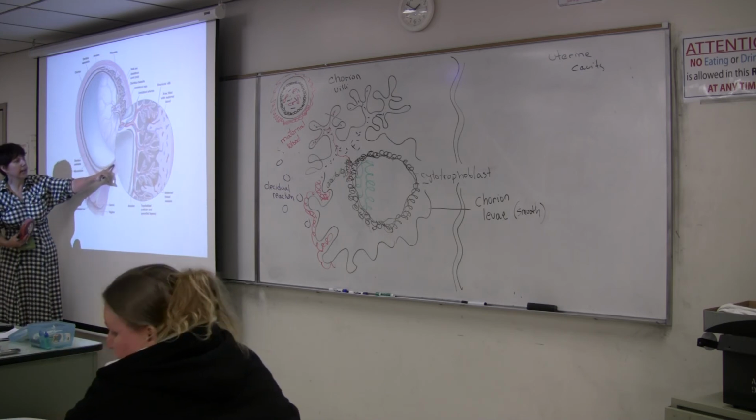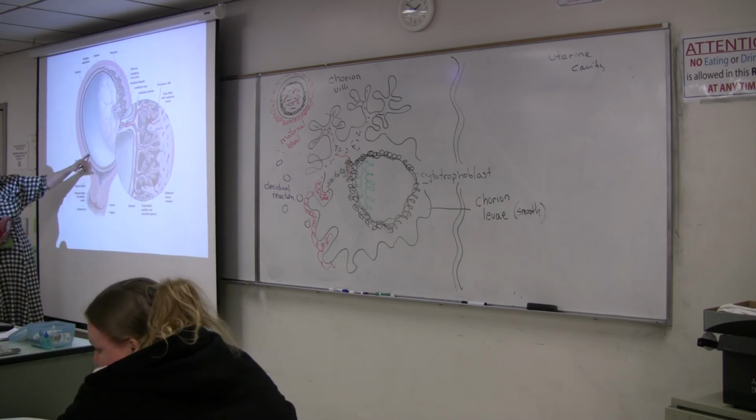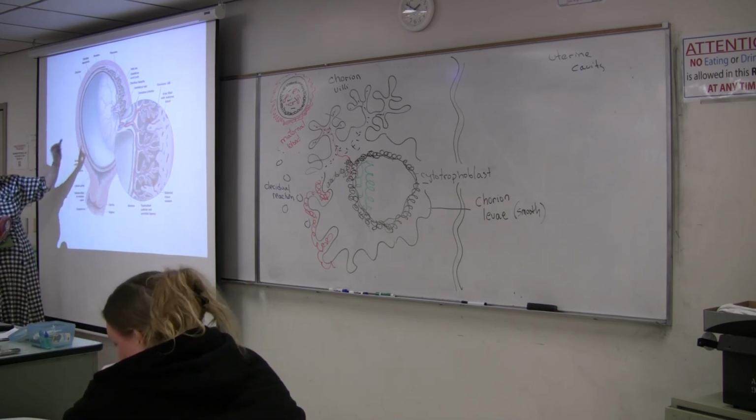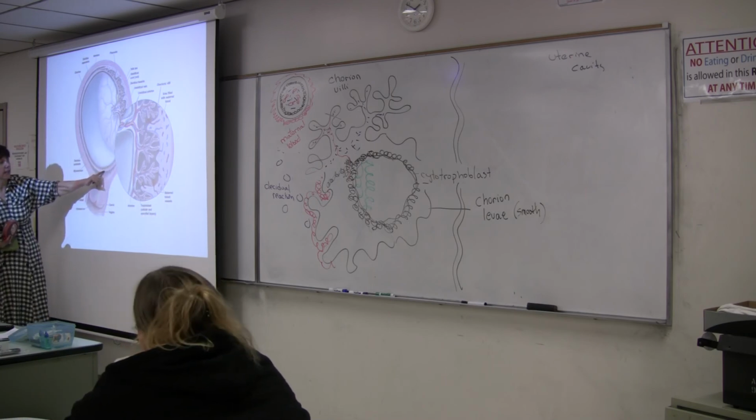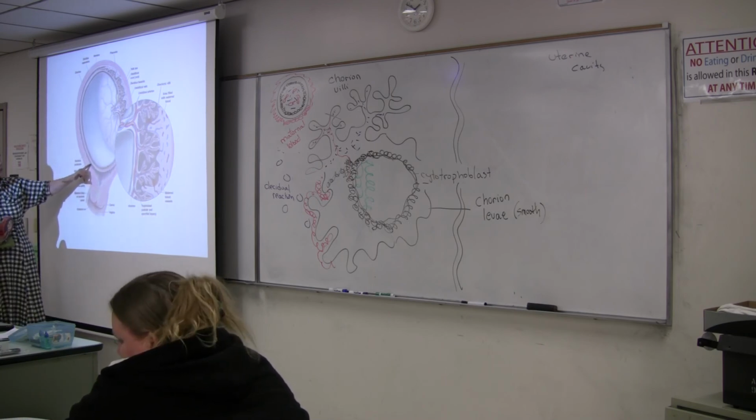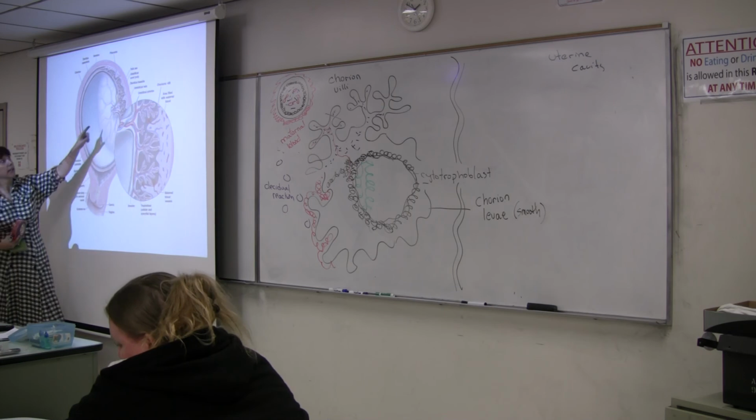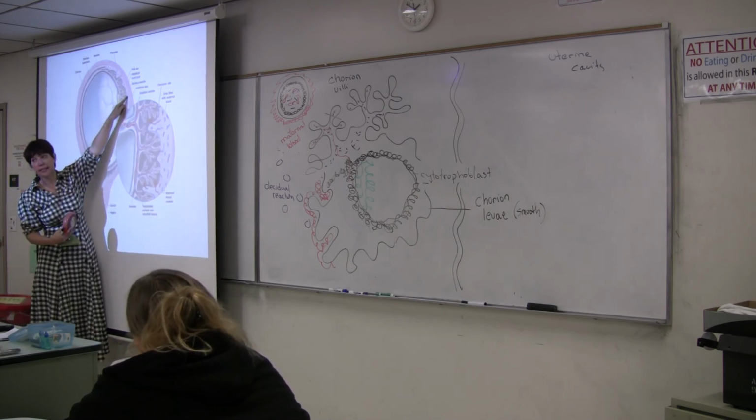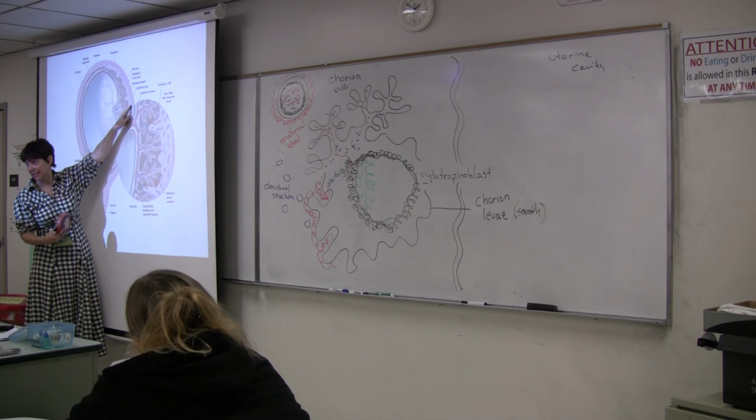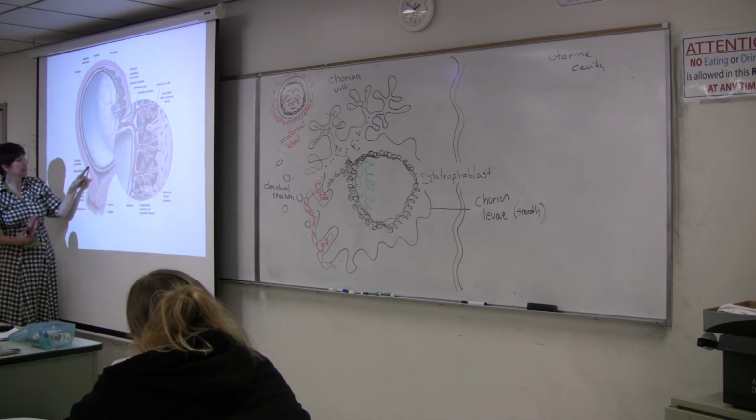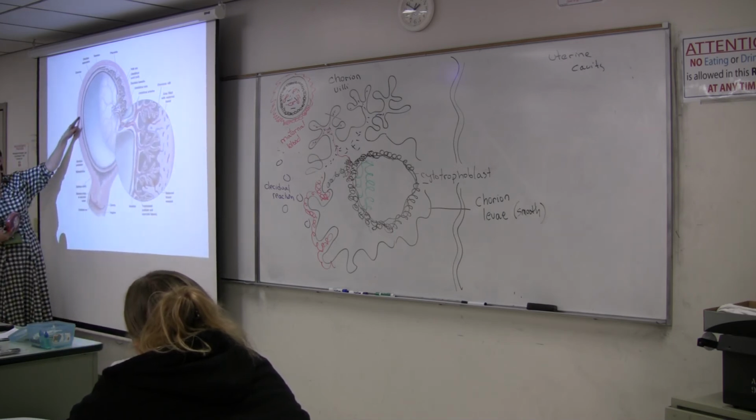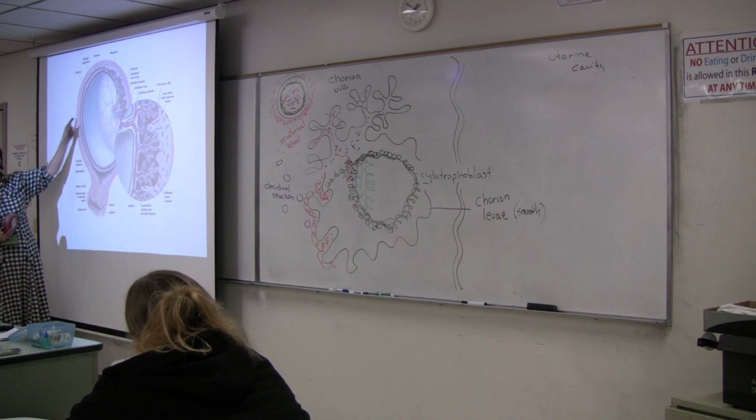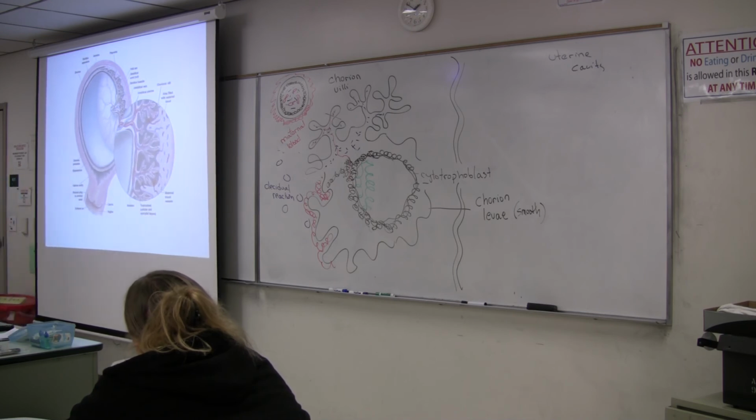But here is the chorion laeve. Attached to it is the decidua capsularis. Here is the chorion villi. Here is the decidua basalis, all right? And all of this is decidua parietalis. Anyone heard of chorionic villi sampling?